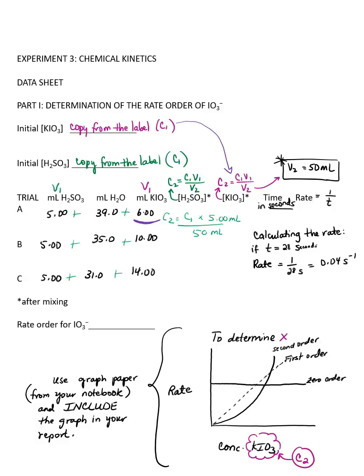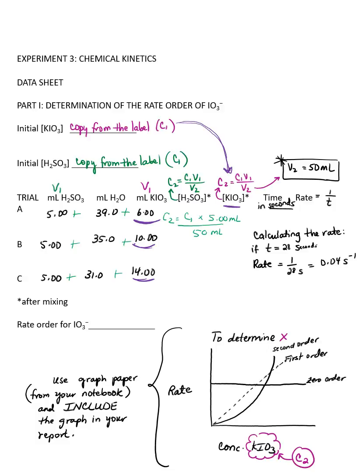For the second one, you have the same C1 from the label, that one. Your V1 now is not 6, now we're using 10, and your final volume is still 50, so you get a different concentration. And then the last one is the same C1 for KIO3. Remember, you're calculating for KIO3, so same concentration for KIO3. Your V1 now will be 14 for that one, and then your V2 is still 50. So you have your concentrations here for your acid and the potassium iodide.